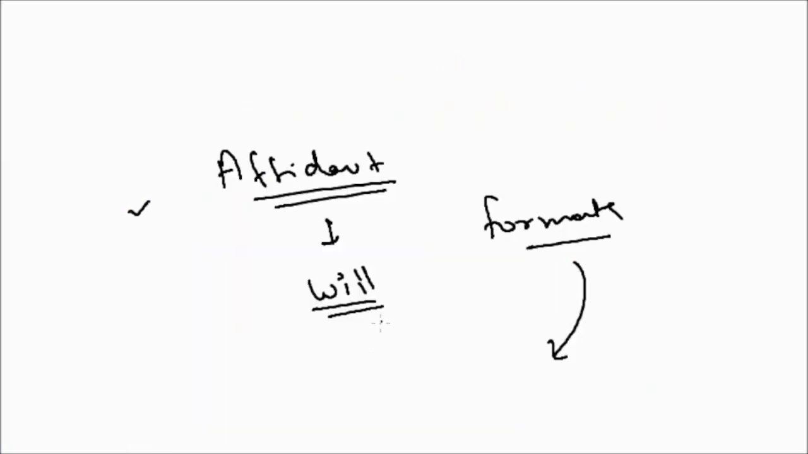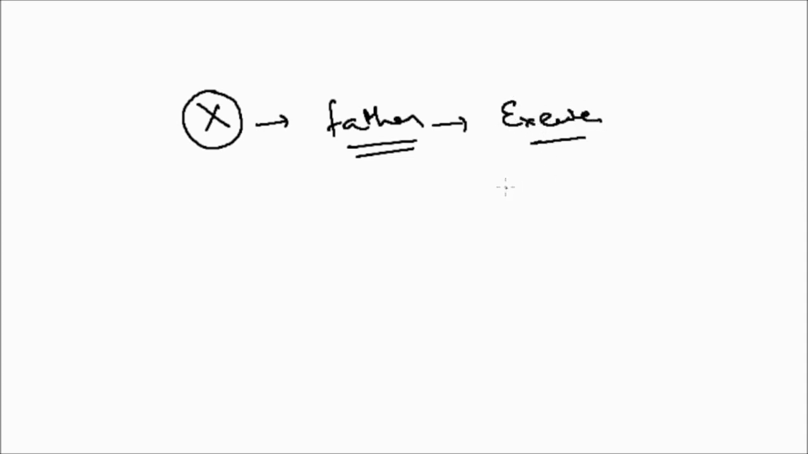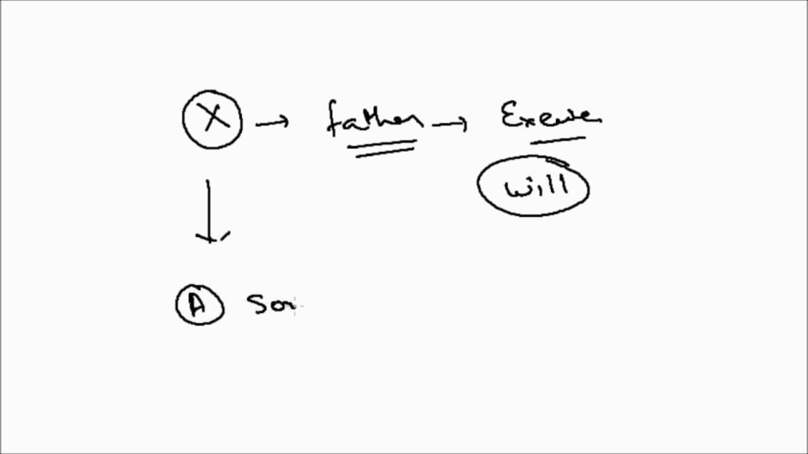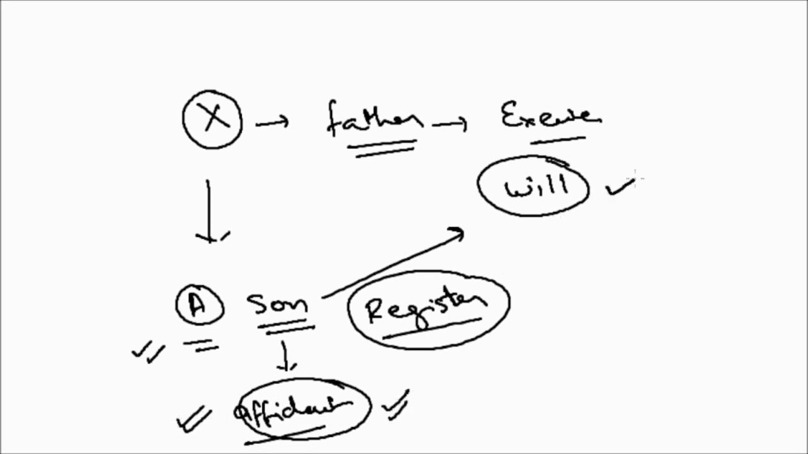First of all, let us understand a few things. Let us consider X. X is a father, let's say. He has executed a will. Now X has a son, and this son wants to register this will. This son is giving an affidavit for that. Now we are going to understand how to write this affidavit for registration of this will after the death of X.